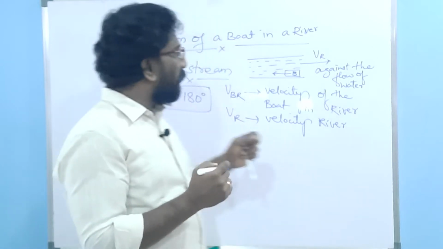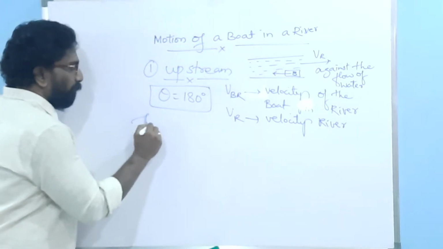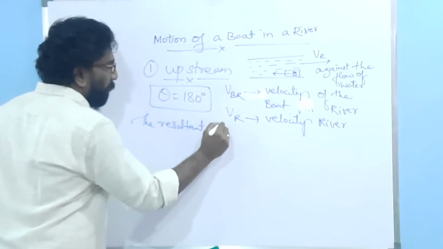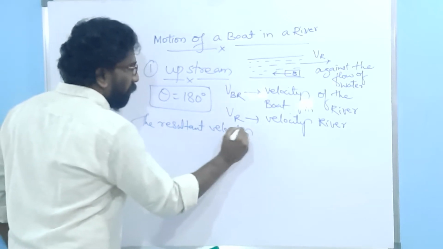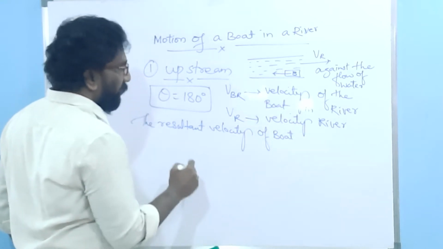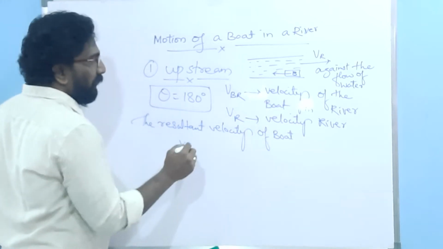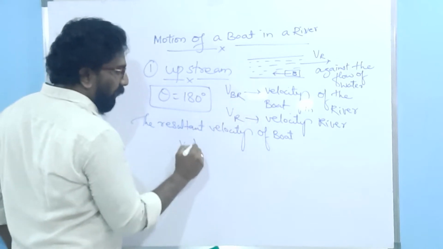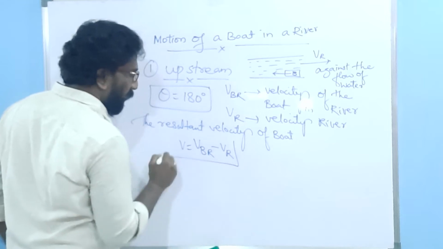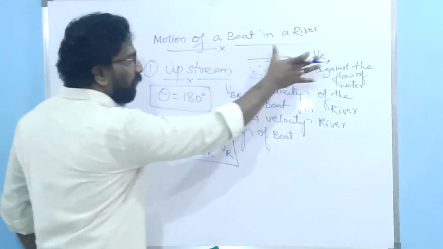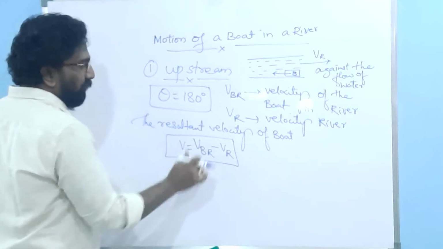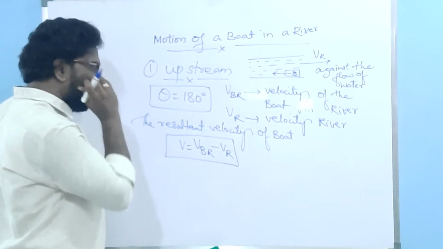So in the same way here, the resultant velocity of the boat is given by V is equal to VBR minus VR. Since both are in opposite directions, the negative sign comes into the picture. So V is equal to VBR minus VR.